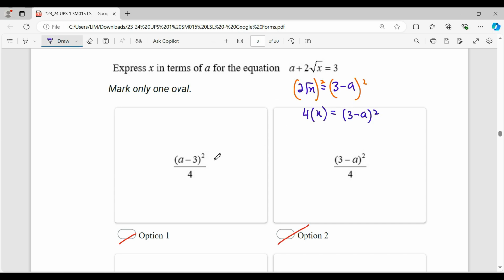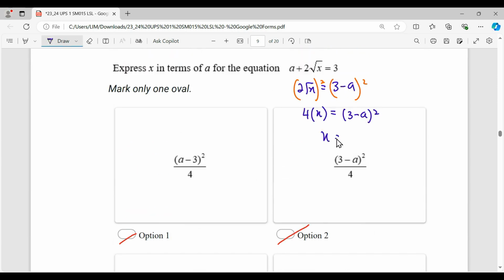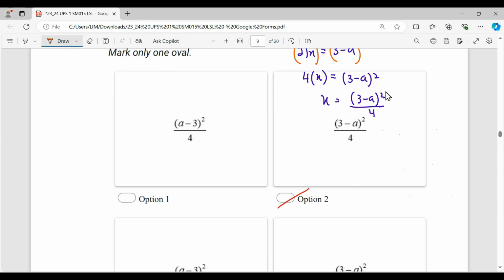We don't need to expand, as we can see our answer is in factor form. So x will be 3 minus a squared over 4. So we have our option 2. So here we have this answer.